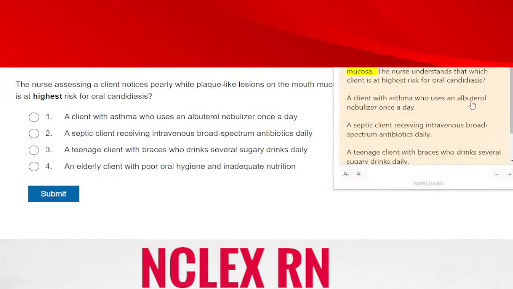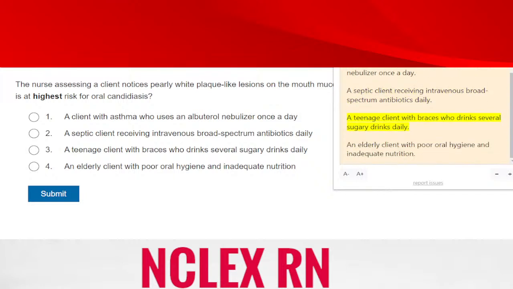The nurse assessing a client notices pearly white plaque-like lesions on the mouth mucosa. The nurse understands that which client is at highest risk for oral candidiasis. A client with asthma who uses an albuterol nebulizer once a day. A septic client receiving intravenous broad-spectrum antibiotics daily. A teenage client with braces who drinks several sugary drinks daily. An elderly client with poor oral hygiene and inadequate nutrition.